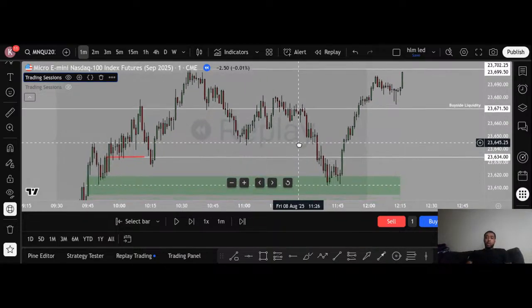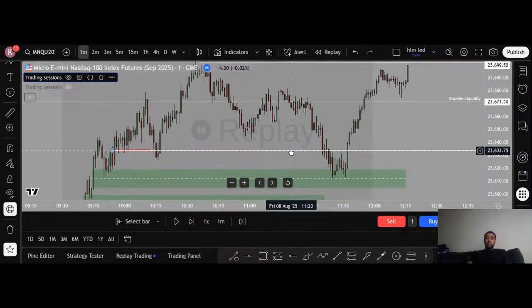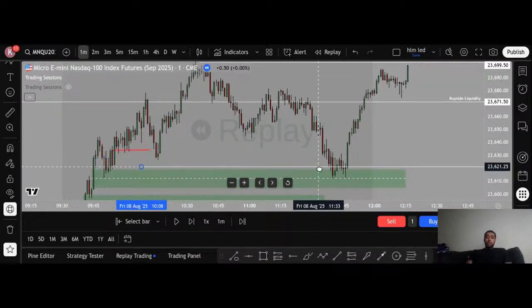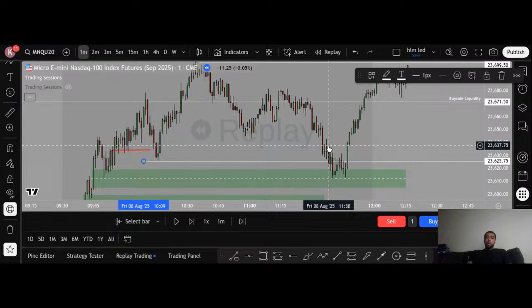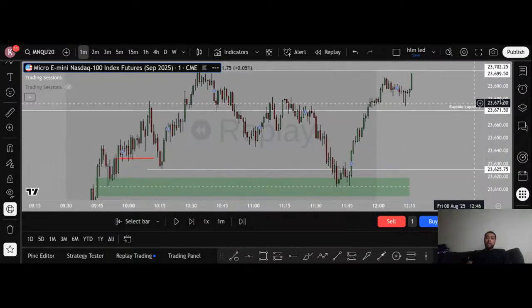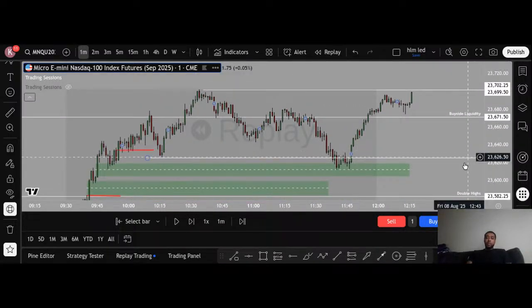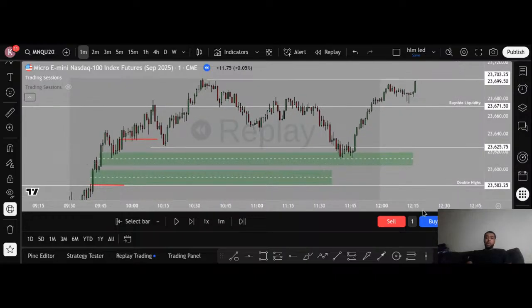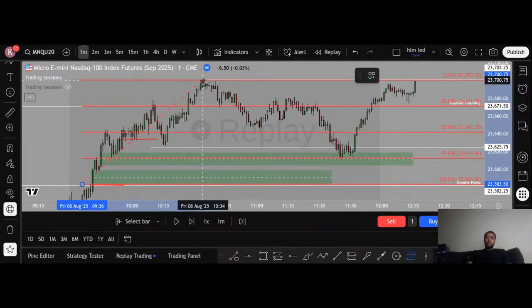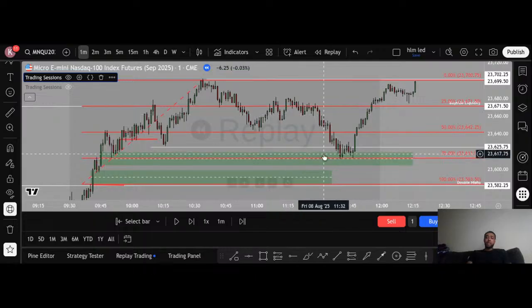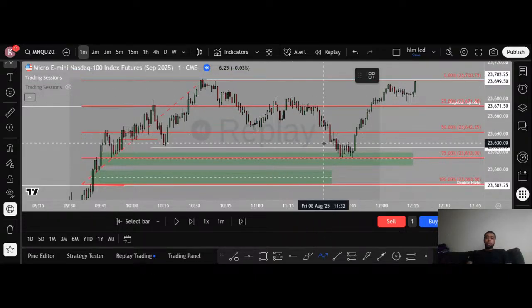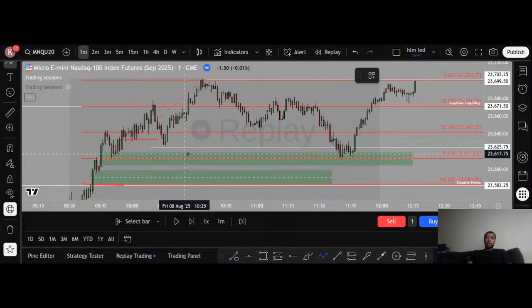Break this down right quick. We get a sweep. Look at that. We pull back to equilibrium. You pull back to equilibrium in a discount. If you draw the fib from here to this high, see, it perfectly matches. Now you're buying in the discount as it pulls back to the PD array after the sweep.